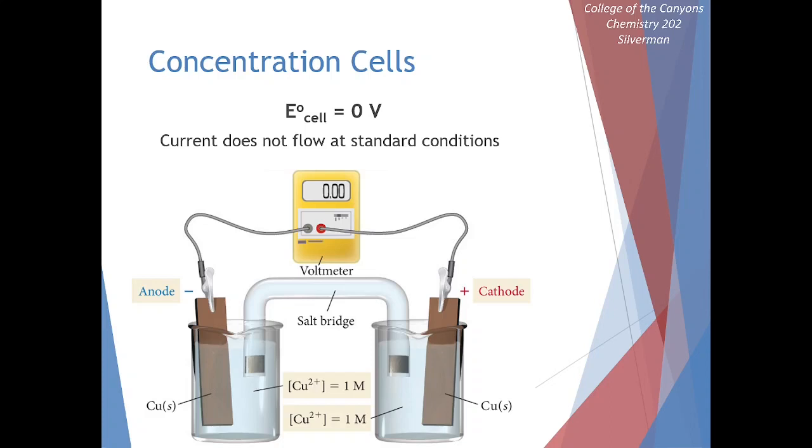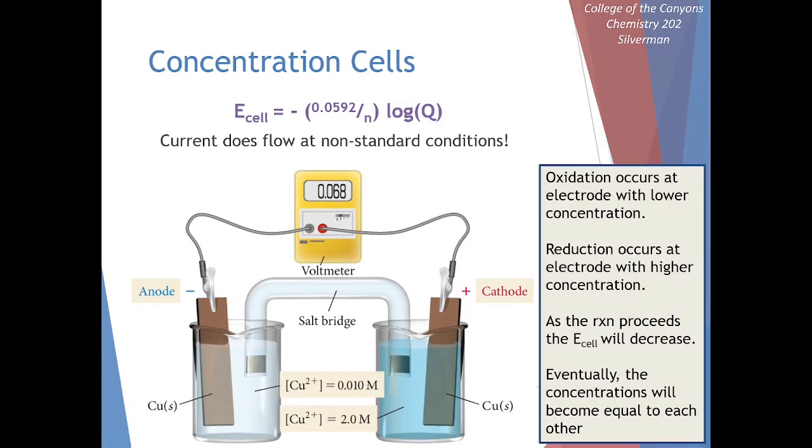Here's this example using copper. If you have copper and copper at standard conditions, the cell potential is exactly 0. 1 molar of both of our solutions. We can go to non-standard conditions, however, and have one side much less concentrated, the other side much more concentrated.